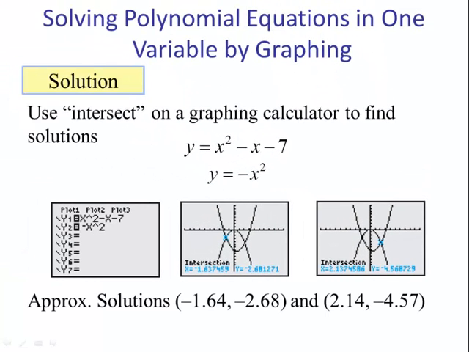So the approximate solutions would be when x is negative 1.64, y will be a negative 2.68, and when x is a positive 2.14, y is approximately a negative 4.57. So we have 2 points, an x and a y, that satisfies both equations at the same time.